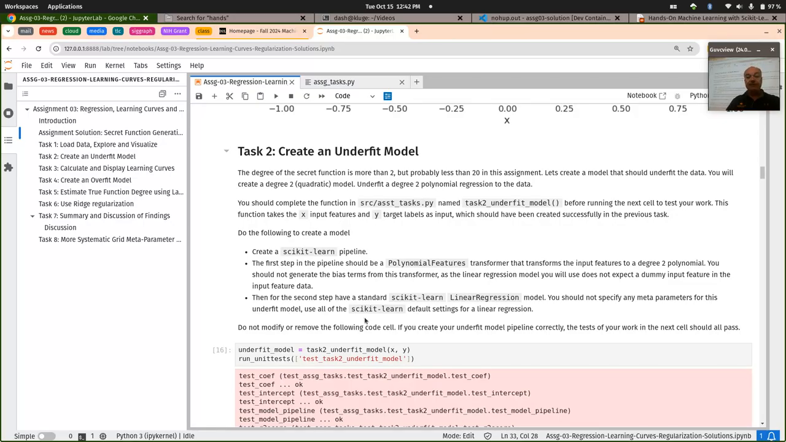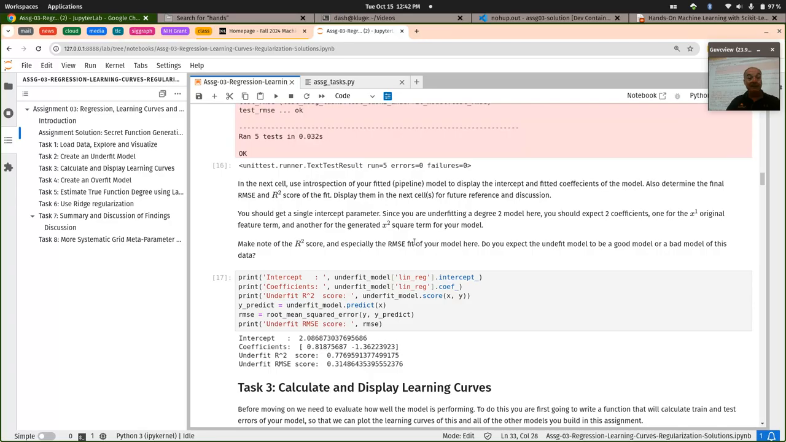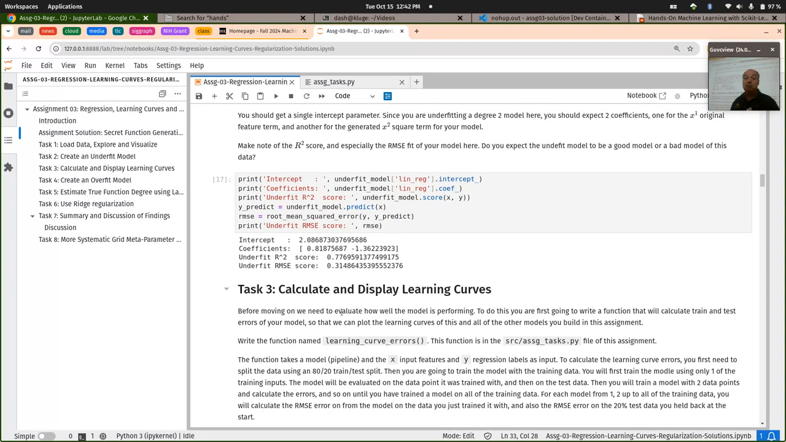So in this case, I asked you to do a degree 2 model, which the ones I've looked at so far, everybody did that right, and we're passing the tests. For a degree 2 model, you should have gotten exactly these intercept and coefficients. You end up with an RMSE of 0.31 here. So that's the main information that we can get for this underfit model, along with the learning curve.